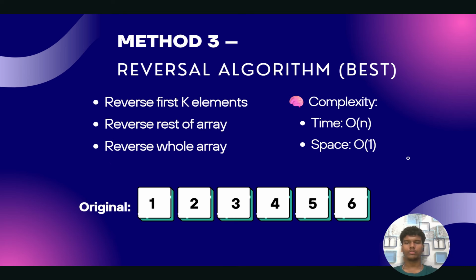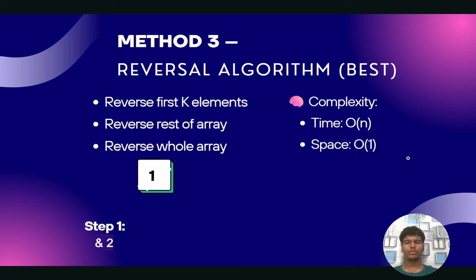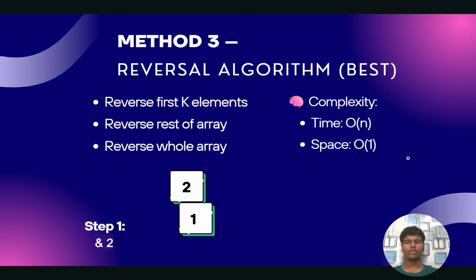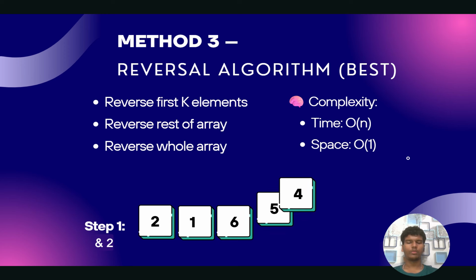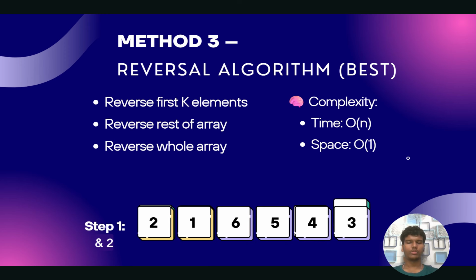Something like this. So 1 goes there, 2 is at the front, then we have 6, 5, 4, and 3. So this is our array after the first and second step. We have reversed the first elements, and we have reversed the rest of the array too.